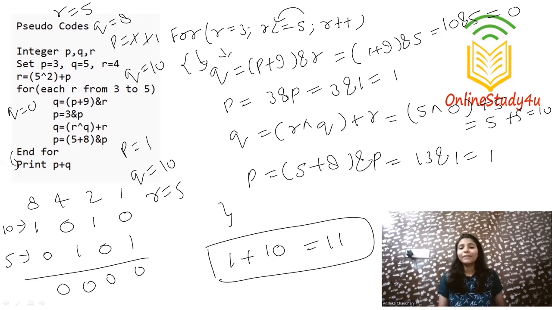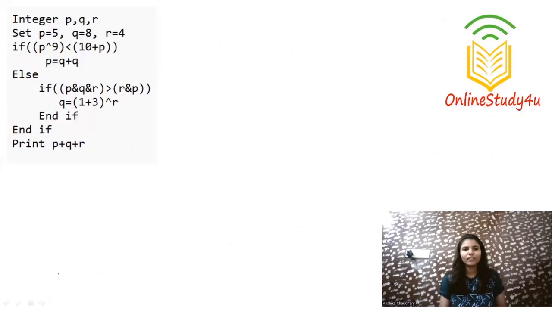I hope it makes sense and it is crystal clear to you. I was able to make the solution clear for you. So let's move on to the next question now. Next question is integer p, q, r. There are some integers and they are having some values. P assigned 5, q assigned 8 and r assigned 4.